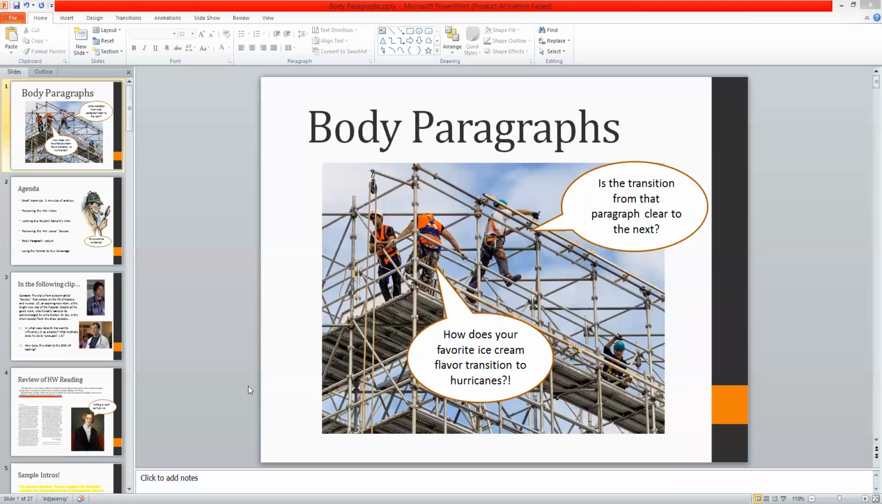Here we go. All right. So welcome to session number 6. We're looking at body paragraphs today. So hopefully you brought some of the elements of your homework for discussion.